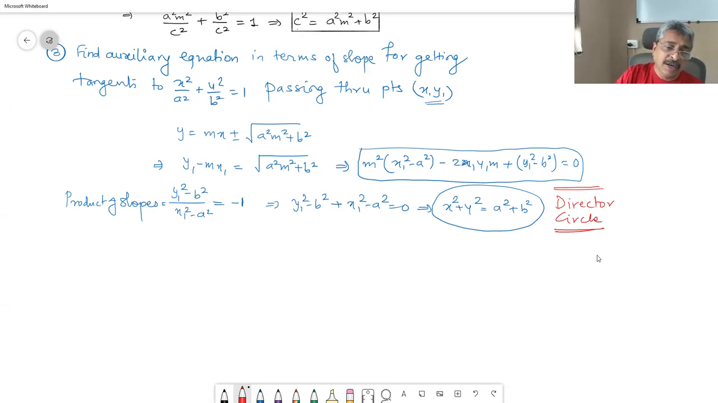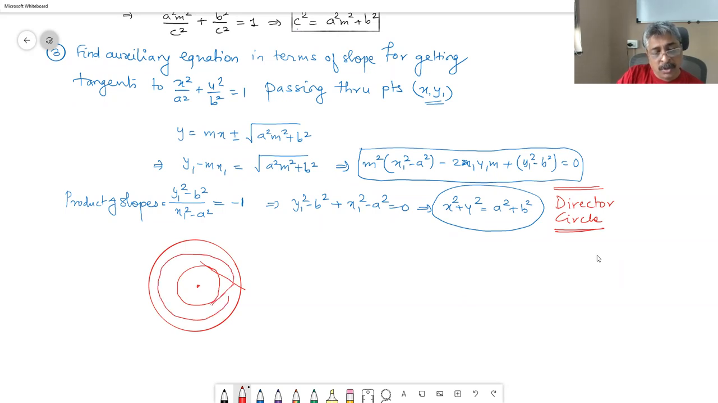In case of circle, it is what? It is yet another concentric circle, the director circle, isn't it? From perpendicular tangents, you want perpendicular tangents. It is going to be something root 2. If this is x square plus y square is equal to a square, the original given circle, then you must get this square, correct?